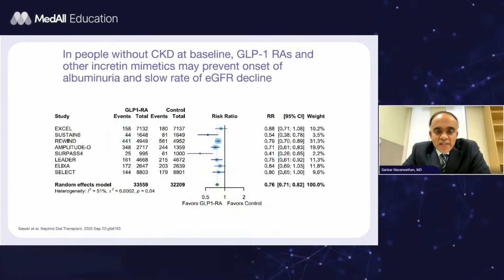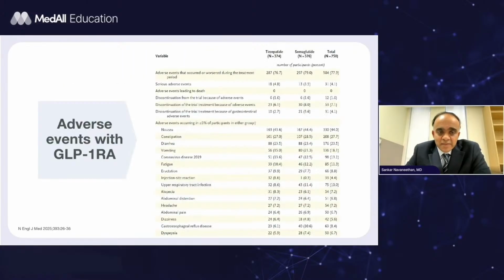Now, the question is, what about patients without pre-existing kidney disease? In people without CKD at baseline, would these agents prevent the onset of albuminuria and slow the rate of eGFR decline? The answer is yes. This is a meta-analysis wherein authors pooled studies conducted in the general population, excluding the patients with pre-existing CKD. And they show here that there was a 24% reduction in incident microalbuminuria with the use of GLP-1 RA, again showing potentially the kidney benefits even among those without pre-existing CKD.